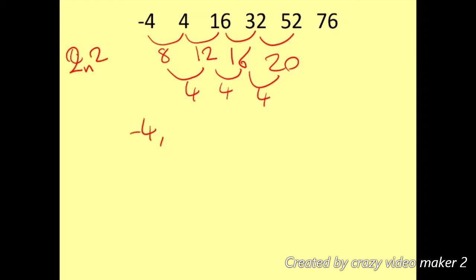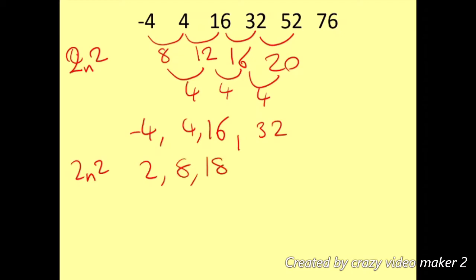So I'm going to write my sequence again: minus 4, 4, 16, 32. I'm going to write the sequence of 2n squared, which is 1 squared is 1, times 2 is 2. 2 squared is 4 times 2 is 8. 3 squared is 9 times 2 is 18. 4 squared is 16 times 2 is 32. And then we subtract them. Minus 4 minus 2 is minus 6. 4 minus 8 is minus 4. 16 minus 18 is minus 2. And that is 0. Good.